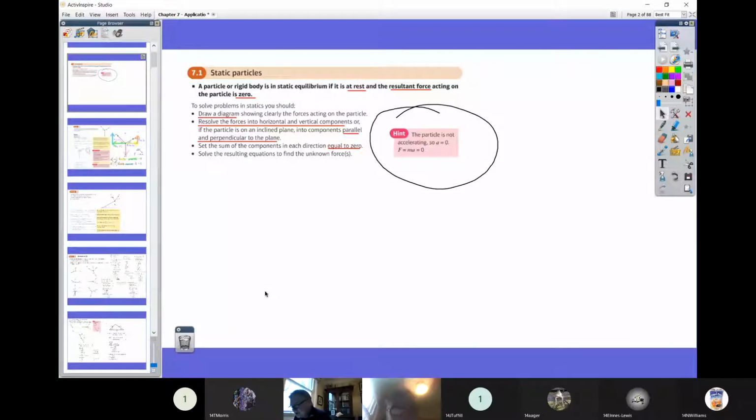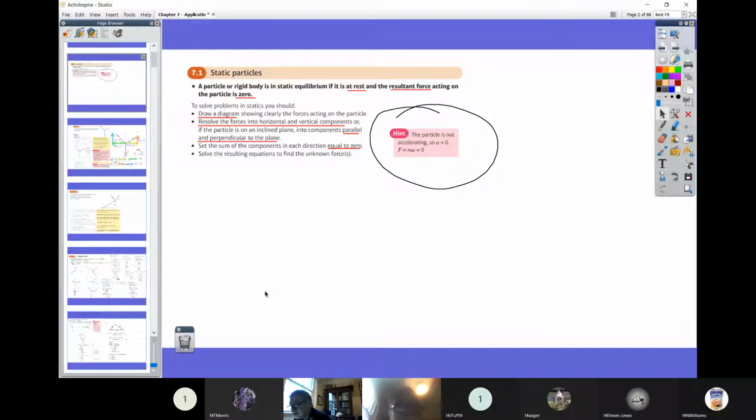Chapter 7 is all about particles that are not moving. They are static. Looking at that hint on the right that I've circled, they're static, they're not moving, so the acceleration equals 0. So when you've got F equals ma, because acceleration is 0, all the forces have got to cancel out. Both the left-hand side and the right-hand side have to equal each other.